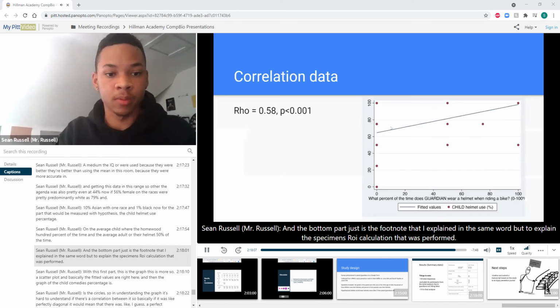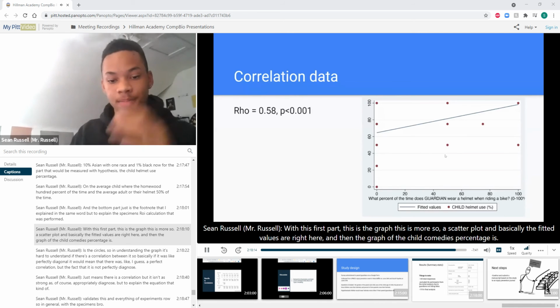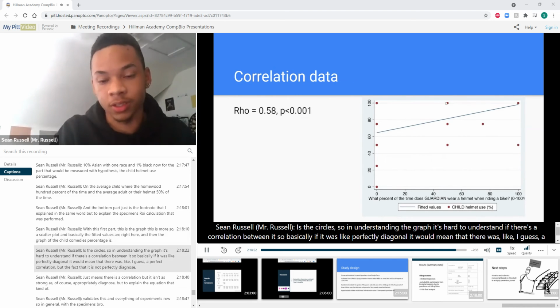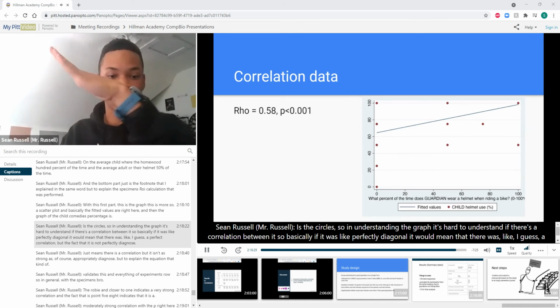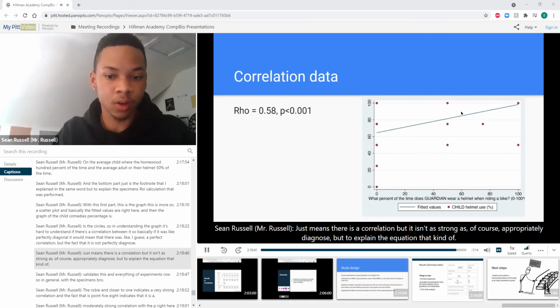But to explain the Spearman's rho calculation that was performed, this first part is the graph. This is more of a scatter plot, and basically, the fitted values are right here. And the graph of the child helmet use percentage is the circles. In understanding the graph, it's hard to tell if there's a correlation. If it was perfectly diagonal, it would mean there was a perfect correlation. But the fact that it is not perfectly diagonal just means there is a correlation, but it isn't as strong as a perfectly diagonal one.